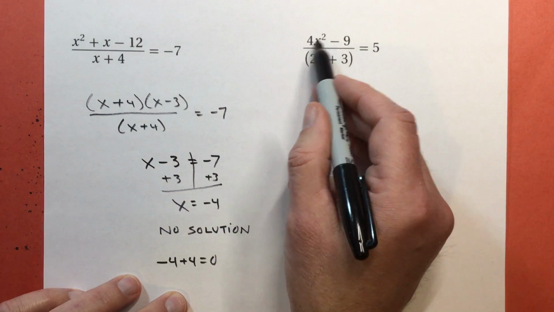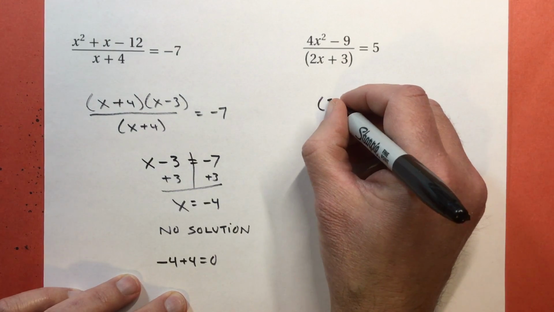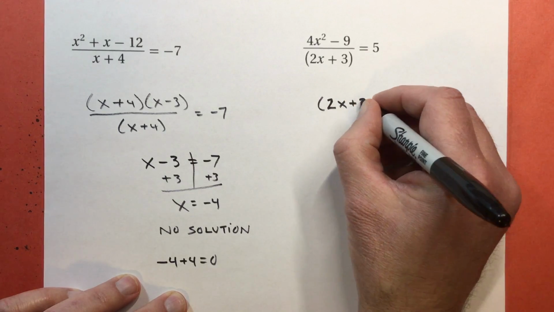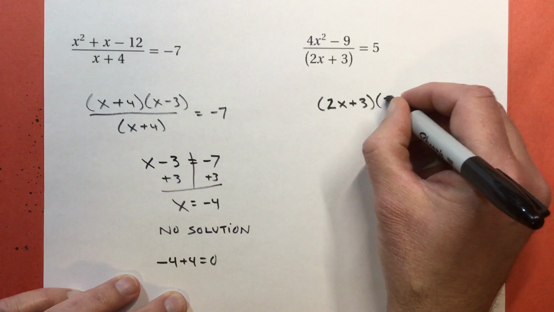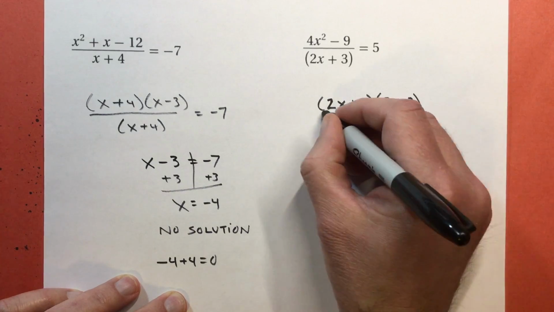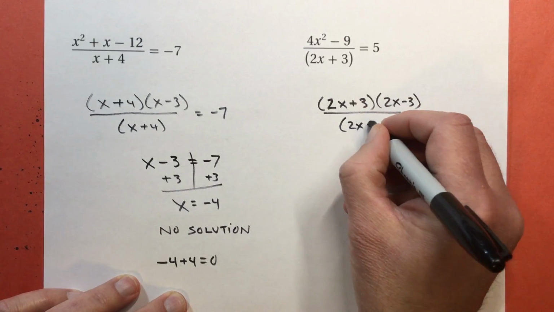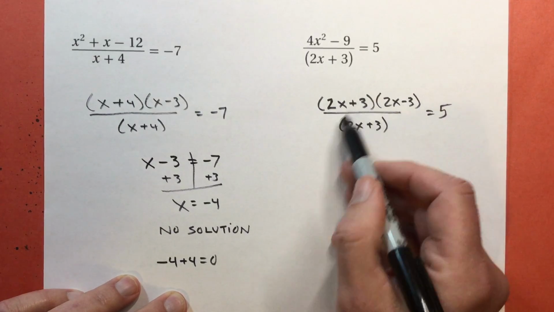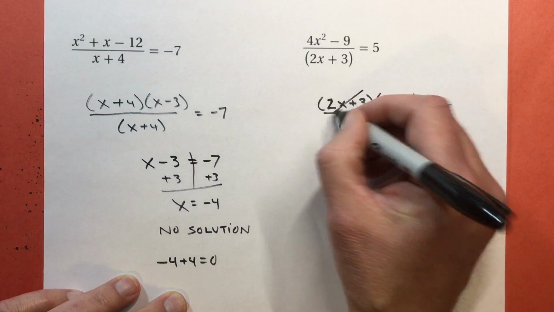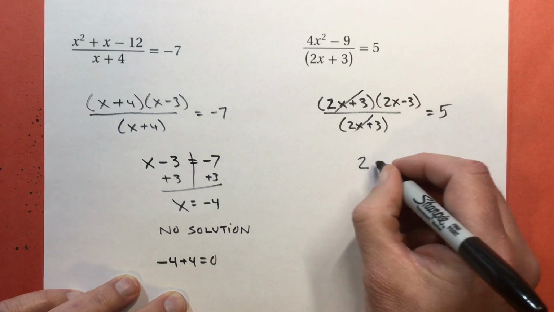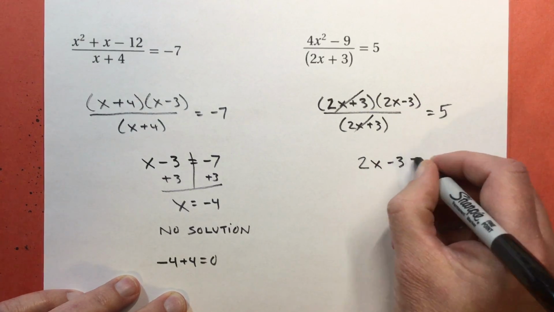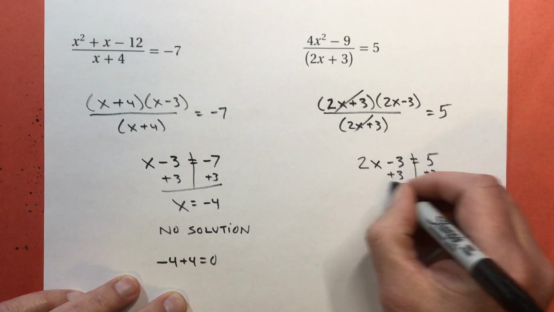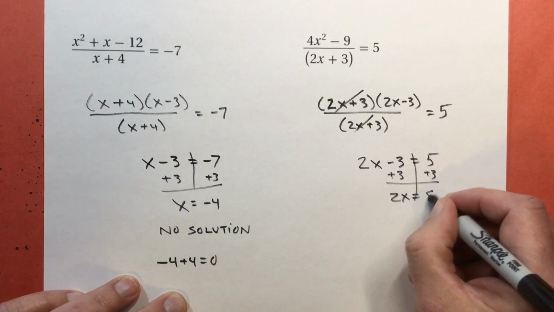For the last one, 4x squared subtract 9, that's a perfect square. Excuse me, the difference of two perfect squares. I get 2x plus 3 times 2x subtract 3, divided by the 2x plus 3 that I just mentioned, and that equals 5. The 2x plus 3 and 2x plus 3 are going to reduce, cancel, whatever. I'm going to add 3 to both sides. I get 2x equals 8.